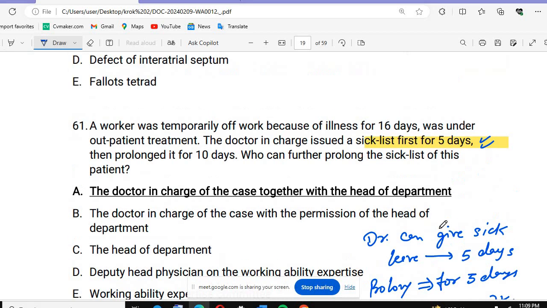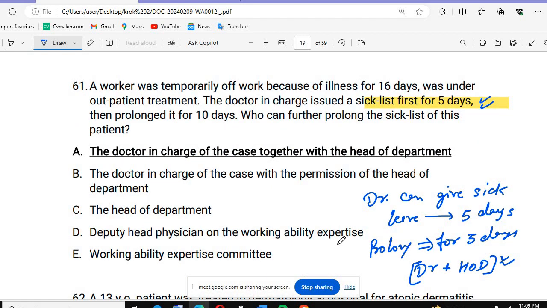Okay. So if you are getting the sick leave first for 5 days, the doctor in charge of the case will give it. And if there is a prolongation for 10 days or the next 5 days, then who can further prolong? So the prolongs, yes, the doctor can prolong that condition, but he needs the head of department, that is the HOD, to give the prolonged sick leave. Okay, for 5 to 10 days you can write. Okay, this is the hygiene question.